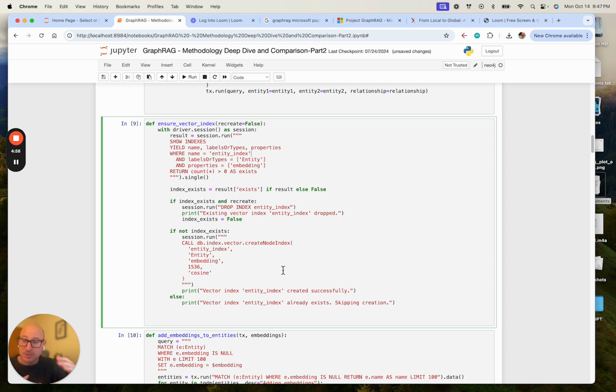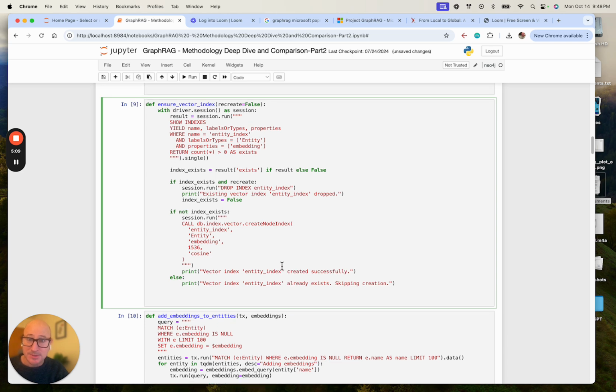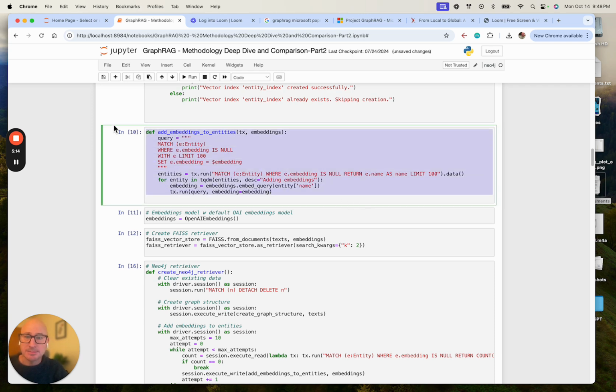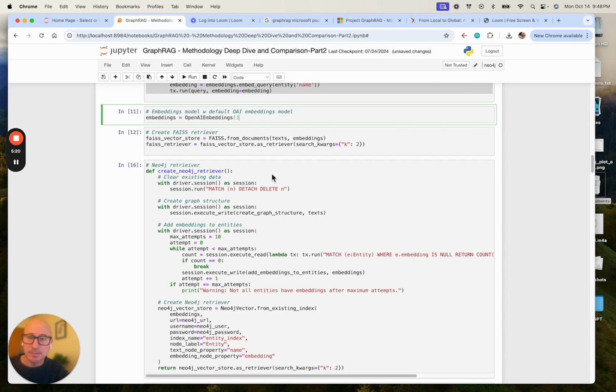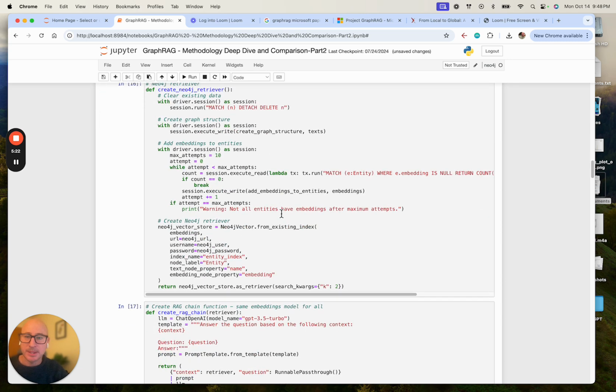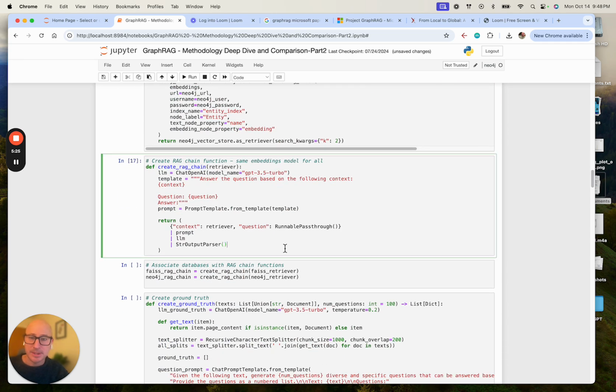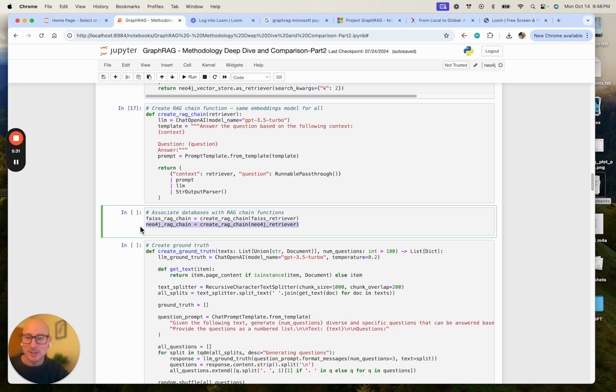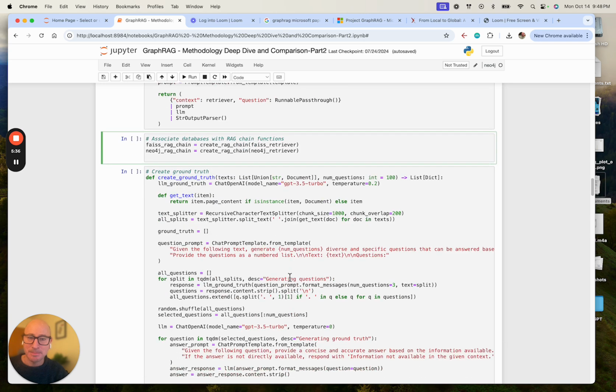which I found actually improved results when I compared a vector versus non-vector for Neo4j. I felt like the vector actually lent most of its advantages when I used the vector index portion of Neo4j. And then I just added the entities to the index, and set up my Neo4j retriever step, set up a RAG chain function, and then compared both the Neo4j RAG chain and FAISS RAG chain using one retriever here, one retriever there.